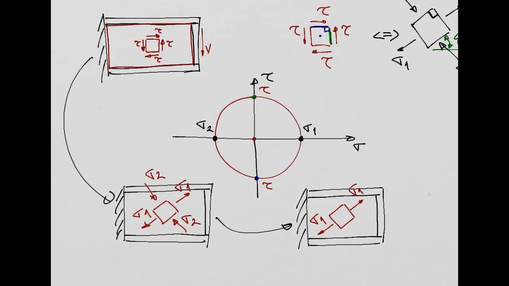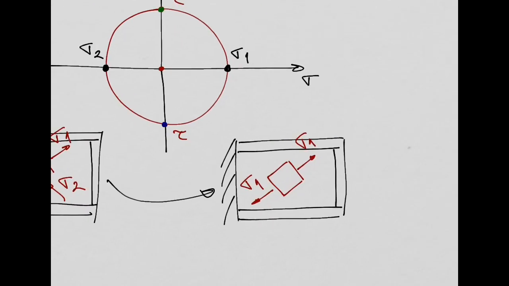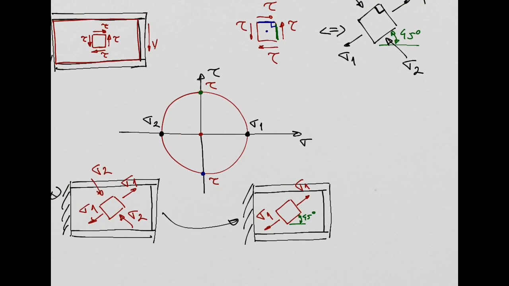We have a compressive stress sigma 2 in that direction, and don't forget from this figure here that this direction of sigma 1 is going to be, so this angle here is going to be 45 degrees. Okay?